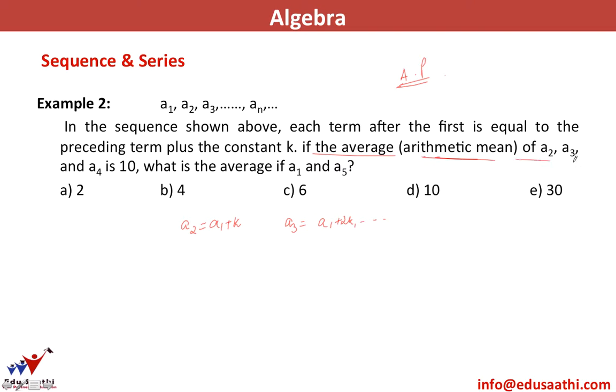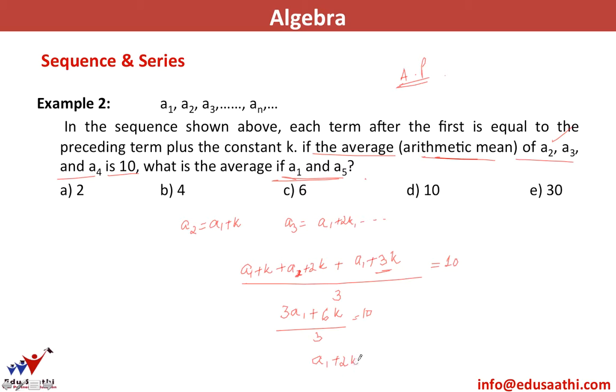If the average or arithmetic mean of A2, A3 and A4 is 10, what is the average of A1 and A5? So what is given to you is, if you look at A2, A2 is A1 plus k. If you look at A3, it will be written as A1 plus 2k. If you look at A4, A4 is again A1 plus 3k. And I'm talking about average. Average means the sum of observations over the number of observations. This is coming out to be 10. So I can just combine the numerator: 3A1 plus 6k over 3 is equal to 10. I can just write A1 plus 2k is equal to 10.